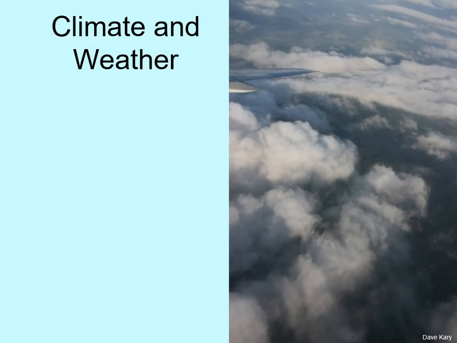Up until this point, we've been looking at the global average conditions on worlds. But now we should consider how atmospheric conditions vary from place to place on a planet. This means we need to start looking at climate and weather. First, a couple of definitions.